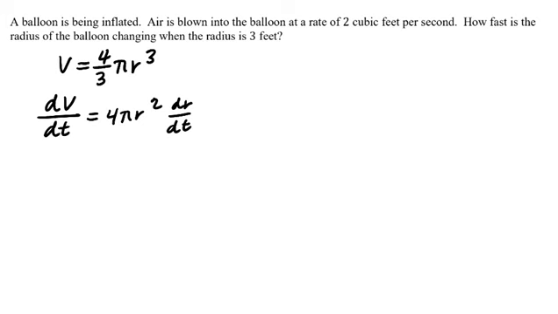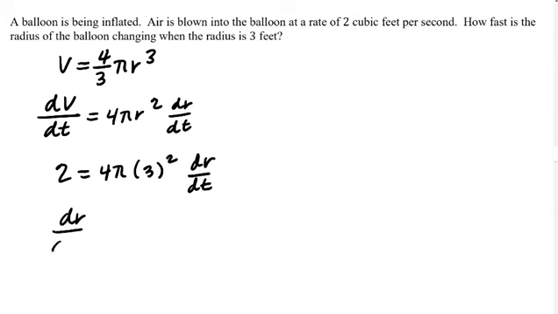So I think at this point I am ready to plug stuff in and find the rate of change of the radius of the balloon. So dV/dt is 2 equals 4 pi. r is 3, so I'm going to take 3 and square it, and then dr/dt. And then, in order to solve for dr/dt, we're going to divide by 4, we're going to divide by pi, and we're going to divide by 3 squared, which is 9. So that's going to be 2 over 36 pi. Now, the units of this thing are going to be just, say, the units of radius divided by the units of time. Okay, so that's going to be radius was 3 feet, feet per second.